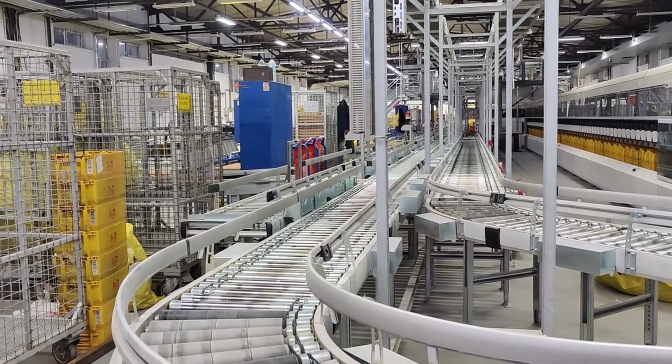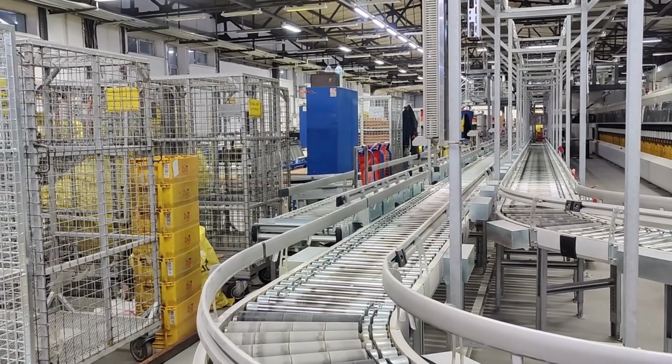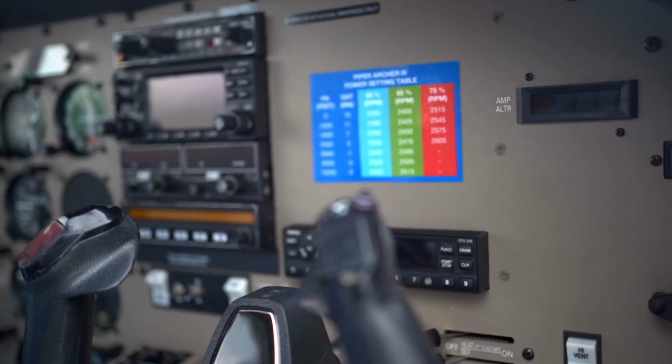So process control is the brain behind modern industries. Without it, every process would be manual, slow and inconsistent.